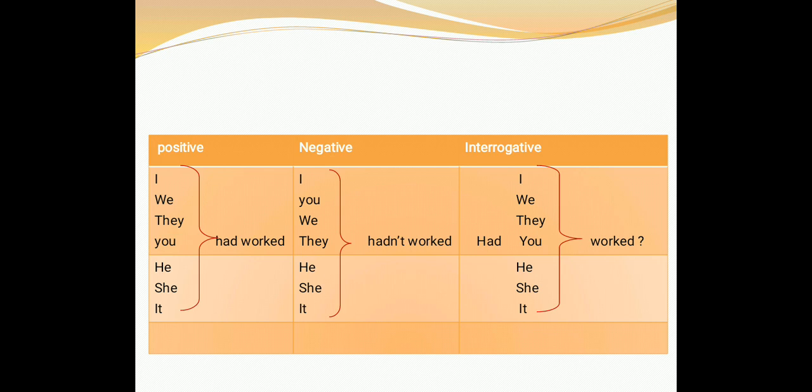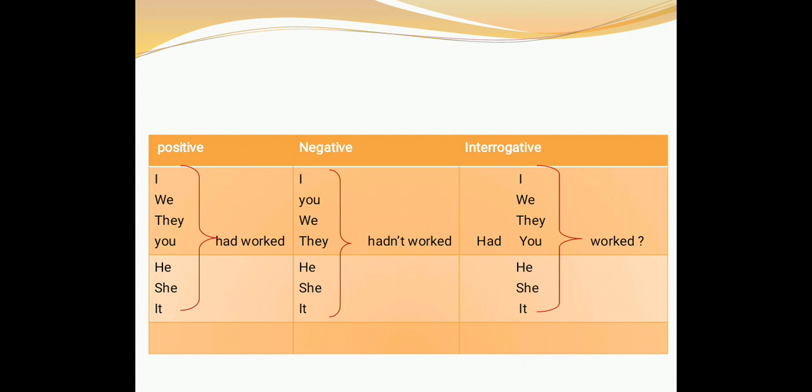Okay. Now in negative sentence, we would simply add not after auxiliary verb had. For example, I had not worked, you had not worked, we had not worked, they had not worked, he had not worked, she had not worked, it had not worked. So if you want to use contraction form, then you can use hadn't instead of had not.